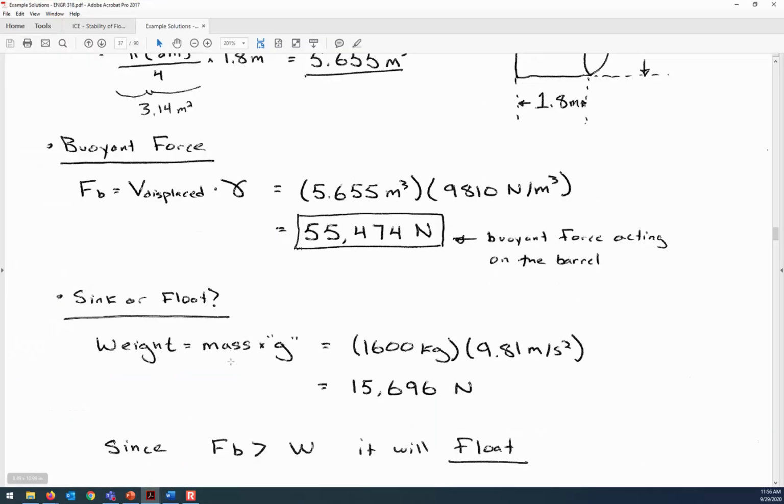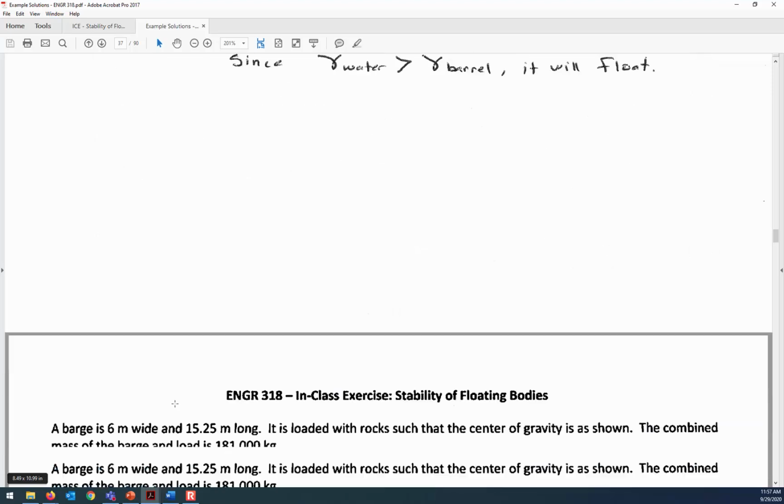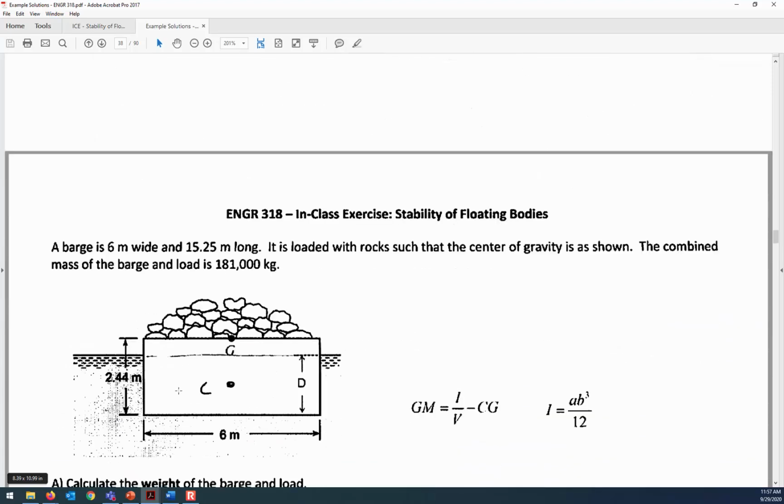Here we go. So we've got this ship, and we want to find out, is it going to be stable or is it going to tip over? Okay, so first things, you'll notice that I just kind of put C, the center of buoyancy.